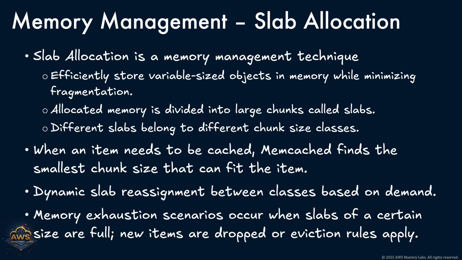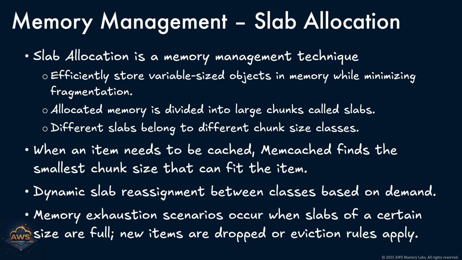When a new object needs to be cached, Memcached doesn't waste time hunting for space. It quickly places the object into the best-fitting slab class based on the object's size. This method almost completely eliminates external fragmentation, where memory would otherwise get scattered and wasted over time. It keeps memory usage predictable, compact, and fast, even under heavy and unpredictable workloads. Slab allocation introduces a small amount of internal fragmentation, but given how fast memory operations become, this trade-off is well worth it.